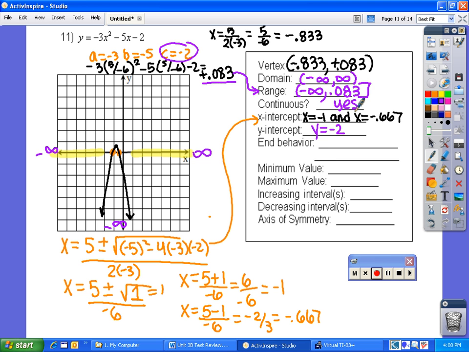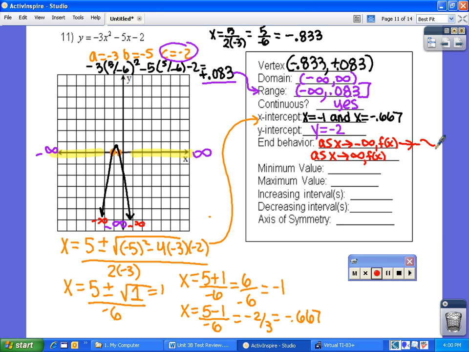Alright, the end behavior, you always start it the same way: as x arrow negative infinity, as x arrow positive infinity. This is called left end behavior. This is called right end behavior. Now, since both of the arrows are pointing down to negative infinity, when I go to the left, it goes down. When I go to the right, it also goes down. So these two answers are going to be negative infinity. So that's my left end behavior, that's my right.